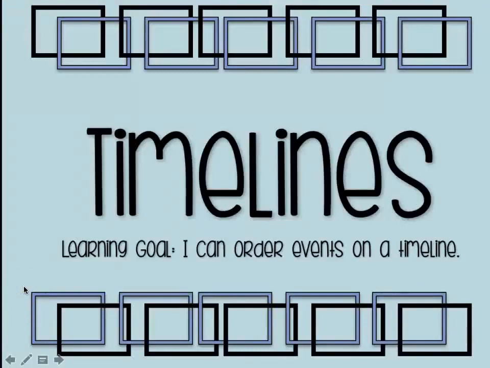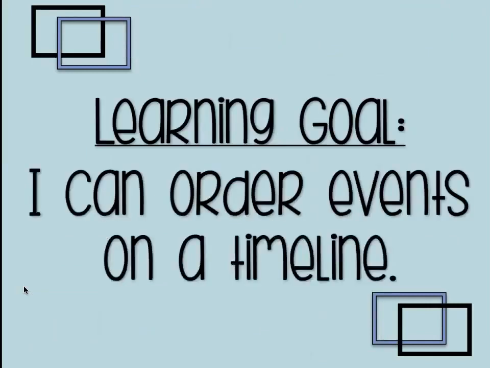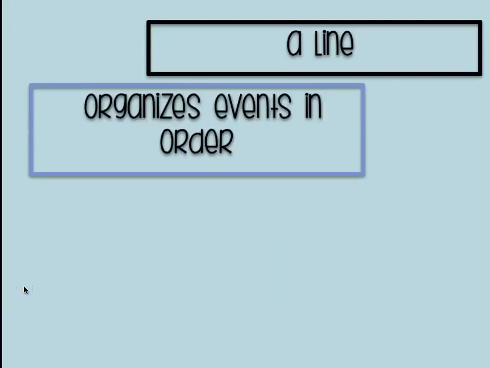Friends, today's lesson is all about timelines. Our learning goal for today says, I can order events on a timeline. Okay, so what is a timeline? Well, a timeline is exactly what it says. It's a line. I mean, good name, huh? It's a big, long line, and what it does on that line is it does important work. It organizes events in order.